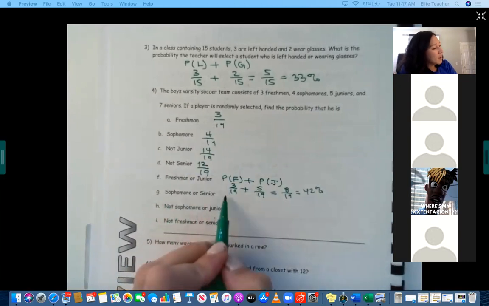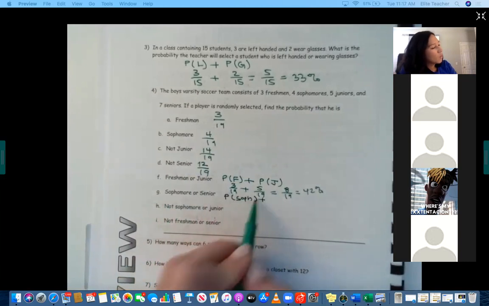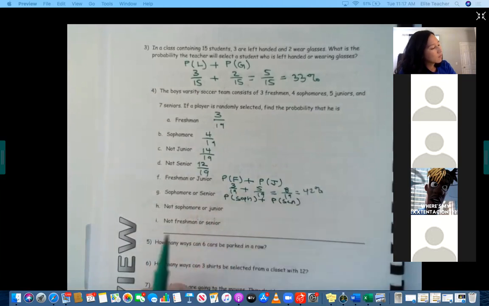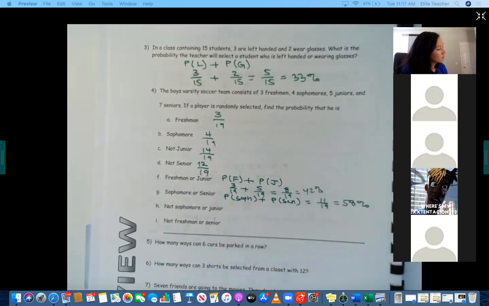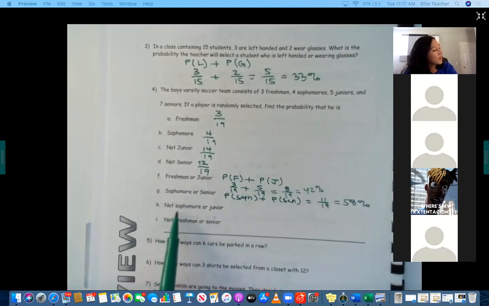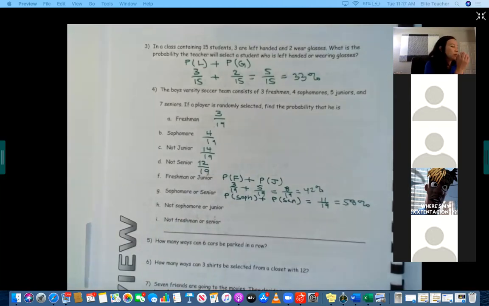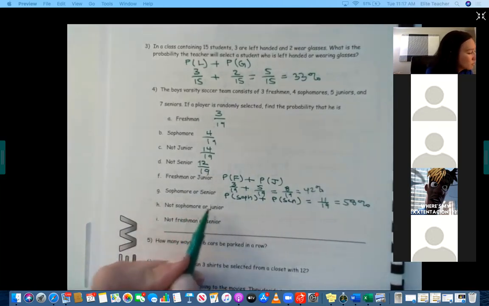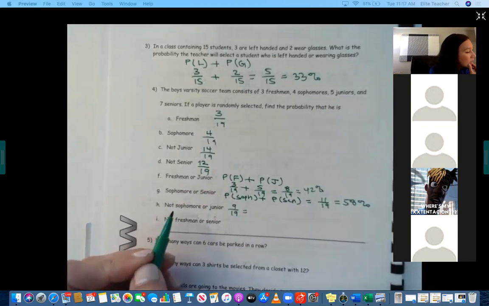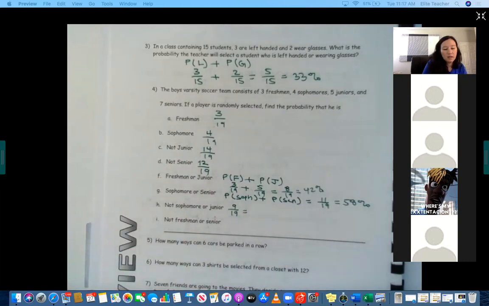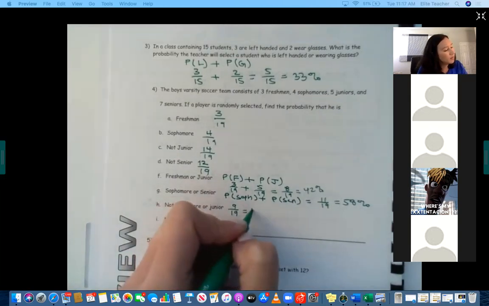The probability that they are a sophomore or a senior? 11 out of 19. Okay. Which is 11 out of 19, a 58% chance. Okay, so the probability that they are not a sophomore or a junior. 9 out of 19. Which is 47%.